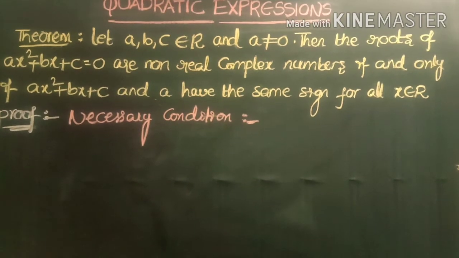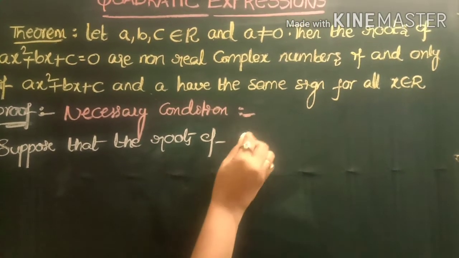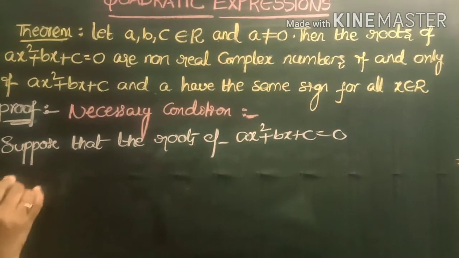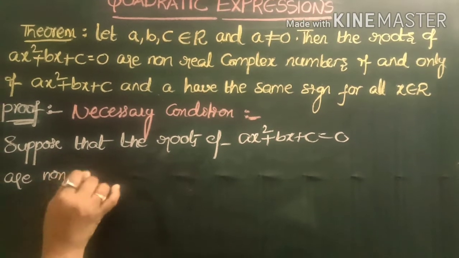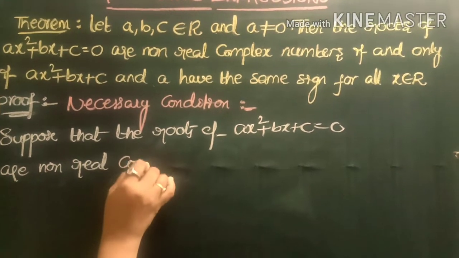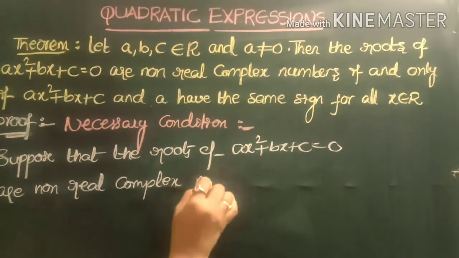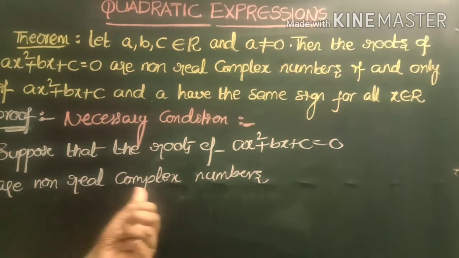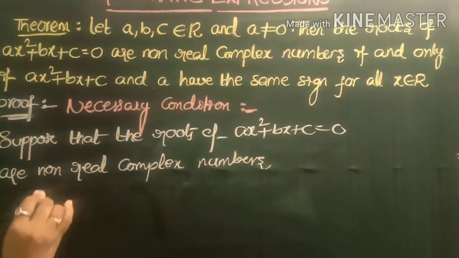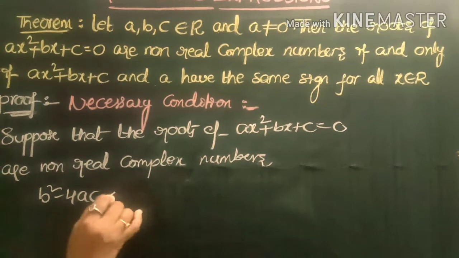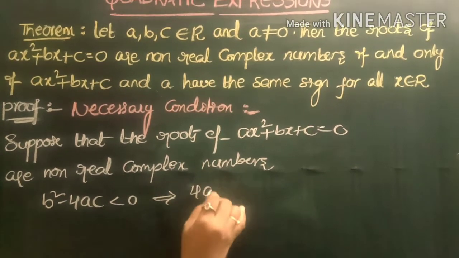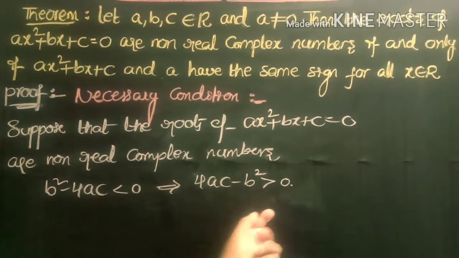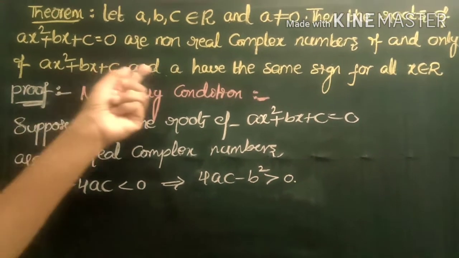That is, suppose that the roots of ax square plus bx plus c equals 0 are non-real complex numbers. That is, the roots of the equation are complex numbers. Complex roots means the condition is b square minus 4ac less than 0, which implies 4ac minus b square greater than 0. Now we want to show that ax square plus bx plus c and a have the same sign.